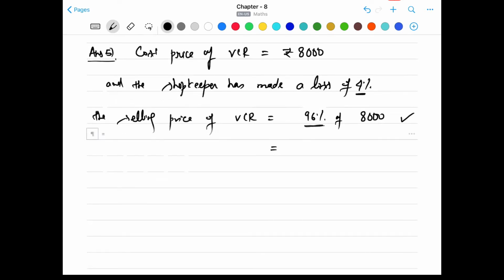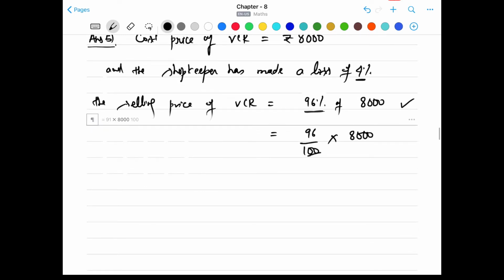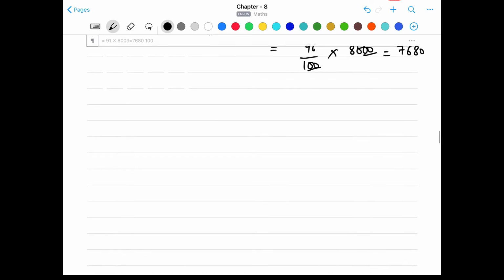When you solve this, we will remove the percentage sign, so we'll get 100 in the denominator. This 'of' means multiplication into 8,000. These 2 zeros will cancel the 2 zeros here, so what remains gives us the answer as 7,680 rupees. So that is the selling price for the VCR. In a similar way, we will calculate the selling price of the TV.